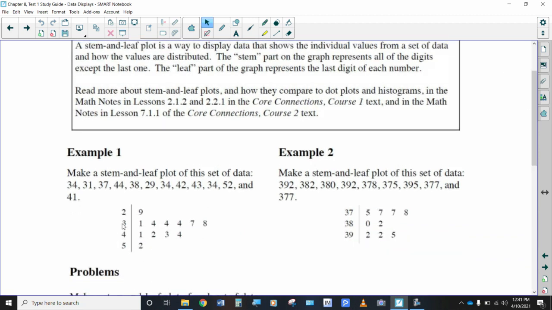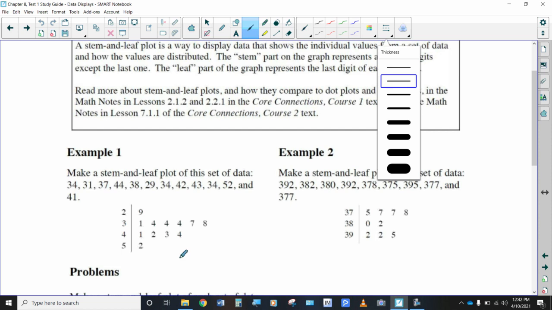You've got the stem, which just represents all the digits except for the last digit in the number. And leaves is the last digit in the number. Now, one thing that they're not putting in here that is really important is to have a key. So I'm going to add that right now.